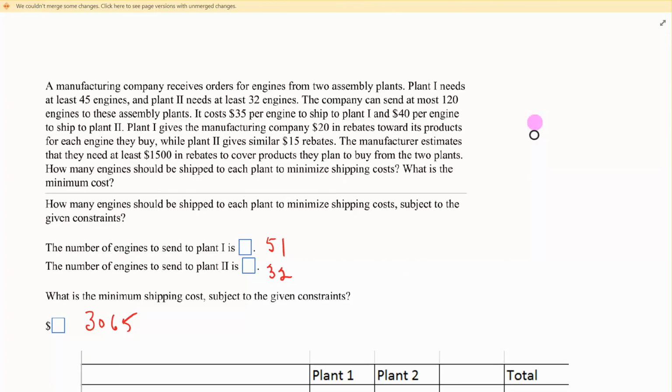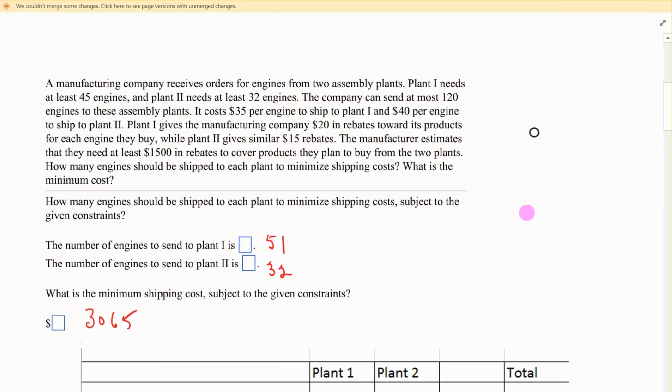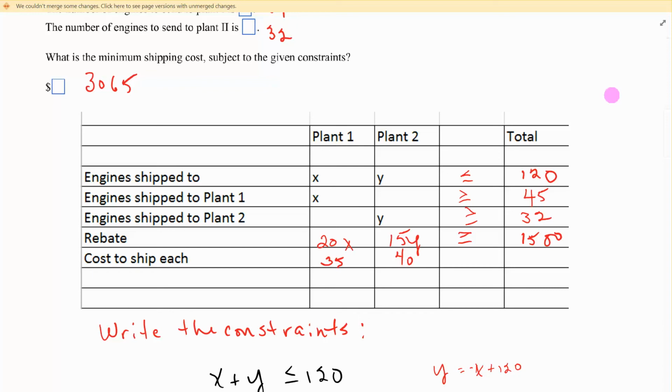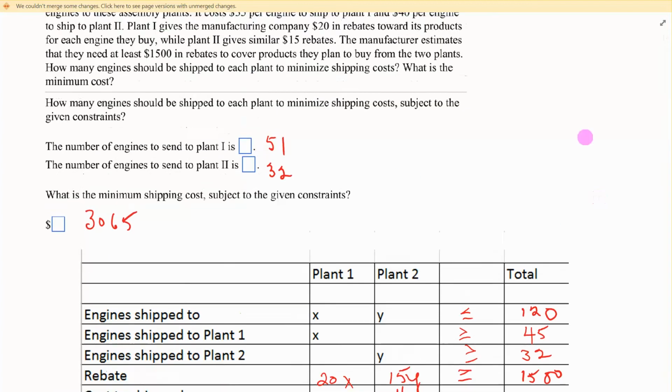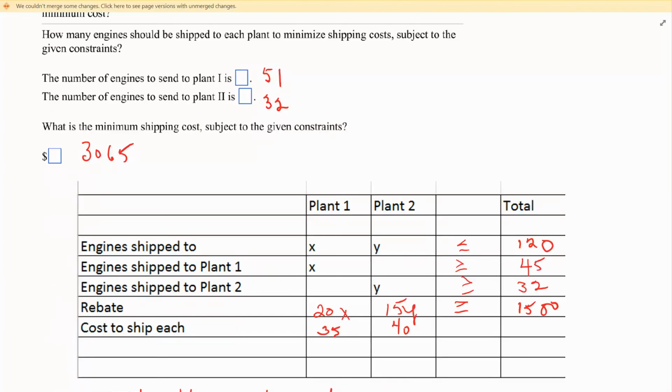Plant 1 needs at least 45 and plant 2 needs at least 32. So X has to be greater than or equal to 45, Y has to be greater than or equal to 32. Then it talks about the rebate. Rebates for plant 1 are 20, so 20X plus 15Y has to be greater than or equal to 1,500. If you're reading the problem, that should be apparent.